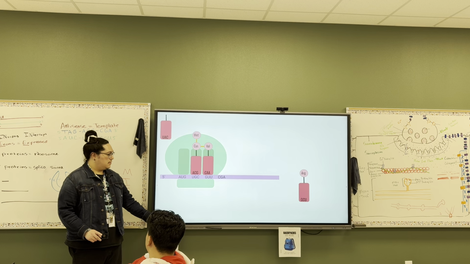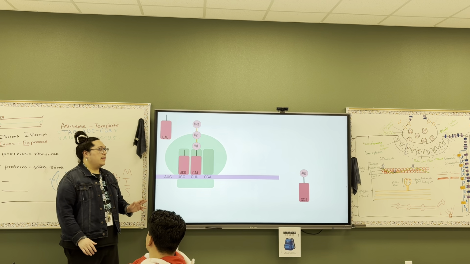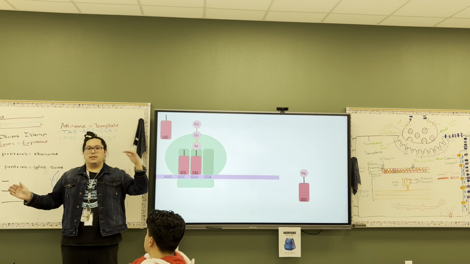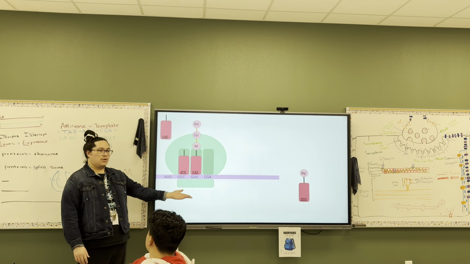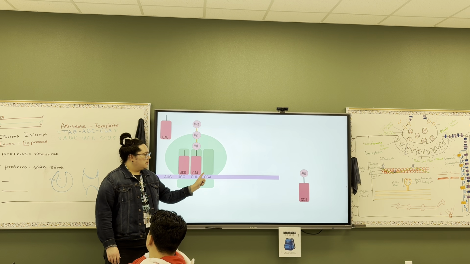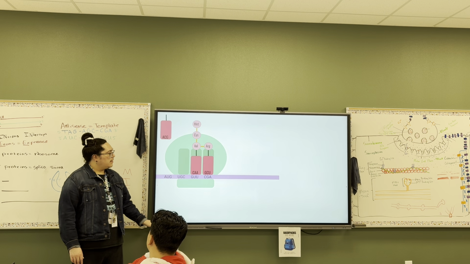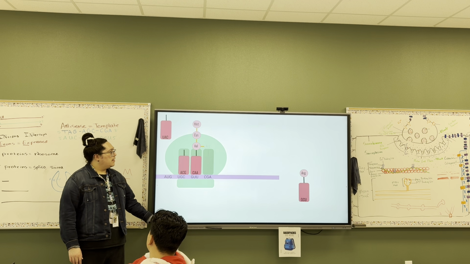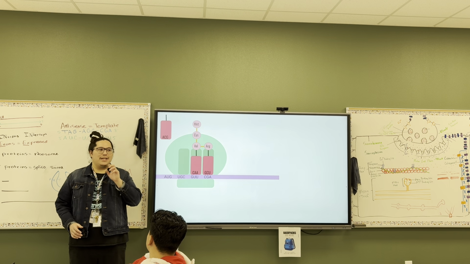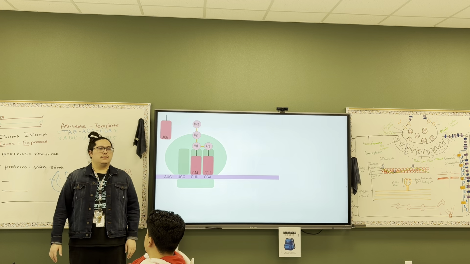Then what happens? Moves over. Then as the old empty one exits, the new one arrives. But in this case, there's only one, so it's gonna be not CGA, but what? GCU. And then what forms? Peptide bond. And then after the peptide bond forms, it moves over, and then as the old empty one exits, the new one arrives.